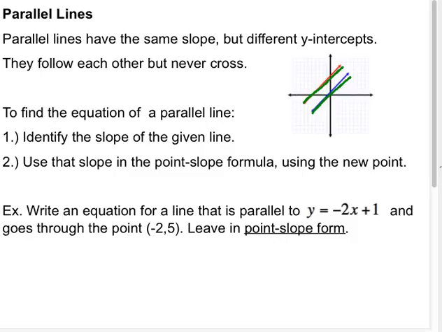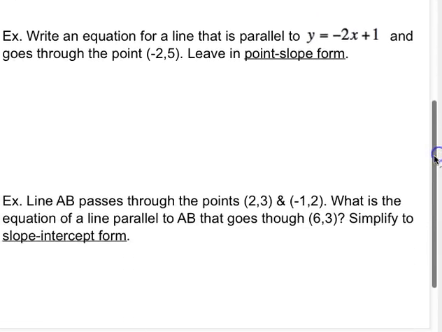So to find the equations of a parallel line, identify the slope of the line that you're given, or line you're comparing it to, and then use that slope in a point slope formula using the new point. Okay, so write an equation for a line that's parallel to this line and goes through this new point. Well, if we want it parallel to this line, that means I need the same slope. So I need a slope of -2 and to go through that point.